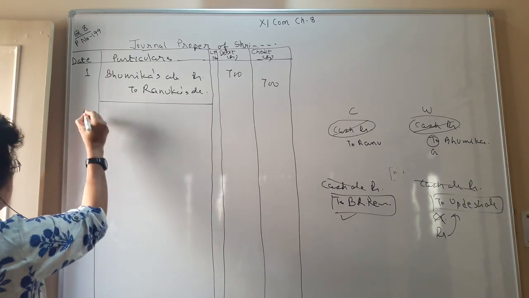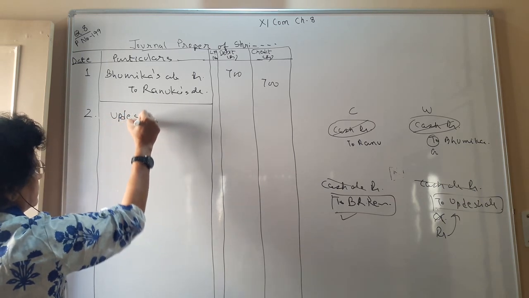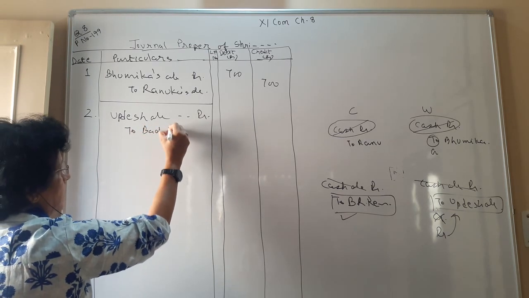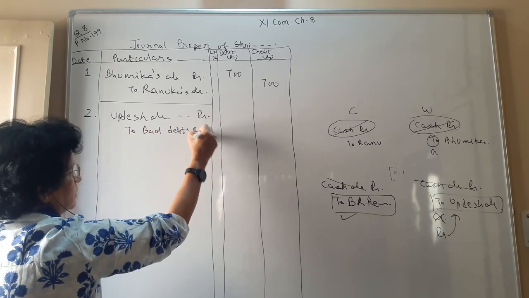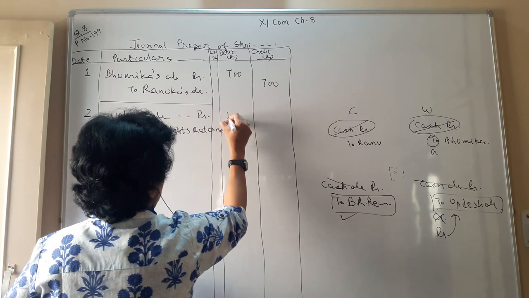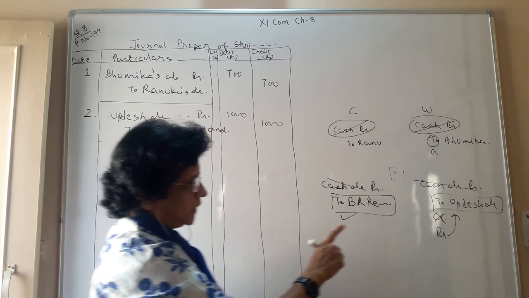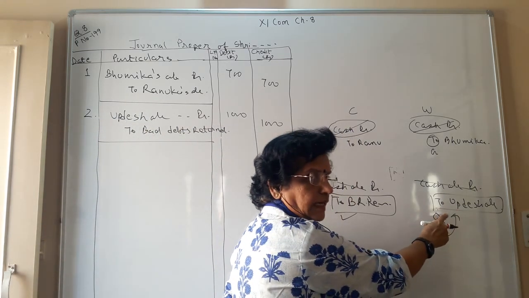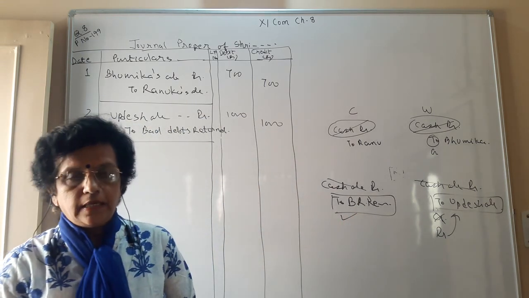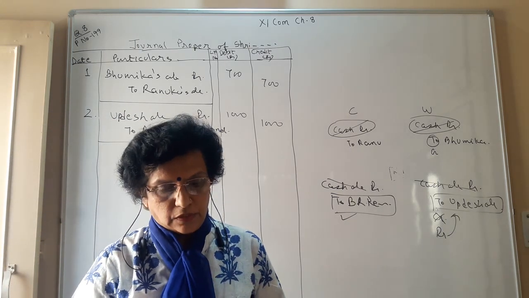So your second rectification entry is that Updesh account debit to bad debt return account. The amount of transaction is 1000 rupees. Again, the narration is being rectification journal entry for wrongly credited Updesh account instead of bad debt return account. Bad debt return is a special account that is to be credited with its special nature.